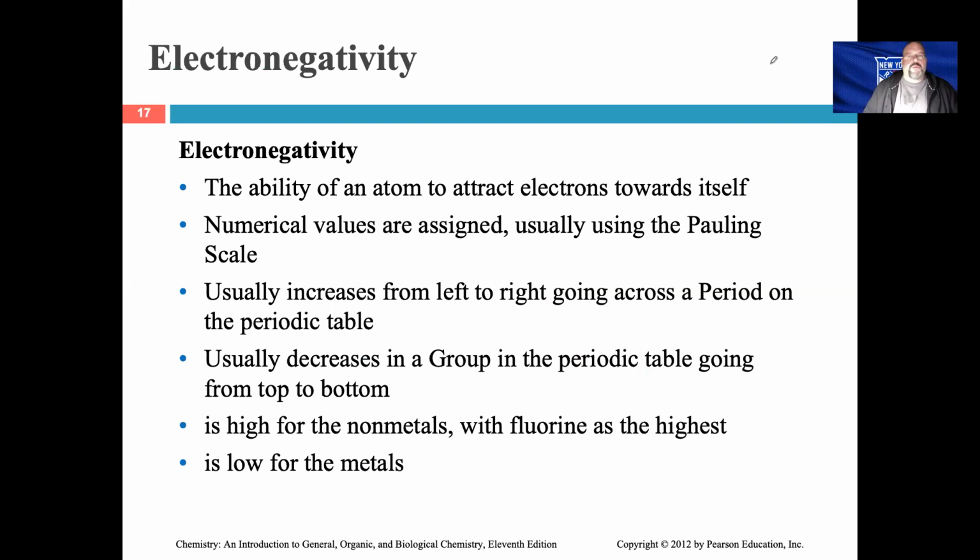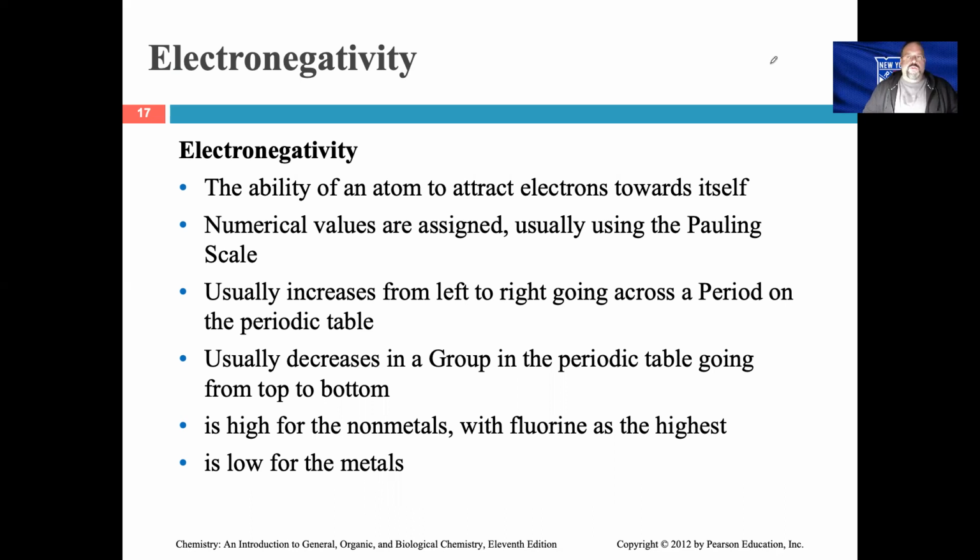Okay, so let's start with a little bit about electronegativity first. In terms of a definition, electronegativity is the ability of an atom to attract electrons towards itself. Now, as we'll talk about, some elements, their atoms have a great ability to do this. Other elements, their atoms have a very poor ability to do this. To define the electronegativity of an atom, numerical values are usually assigned. The lower the number, the lower the electronegativity, the higher the number, the higher the electronegativity.